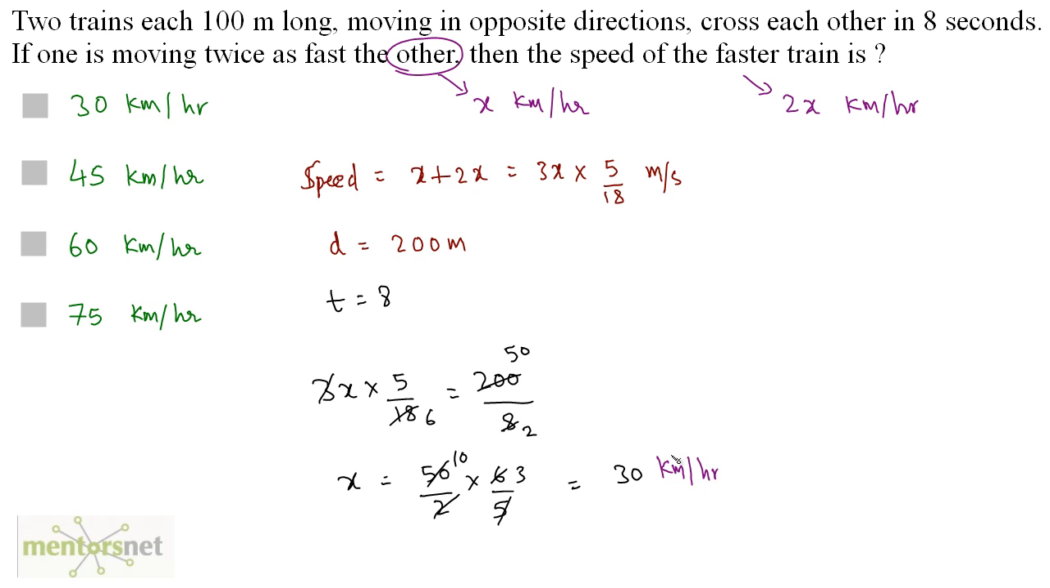Why kilometers per hour? Because we assumed x unit as kilometers per hour. So the speed of the faster train is 2x. So we have 2 times 30, and that's 60 kilometers per hour as the speed of the faster train. So option C is the correct answer.